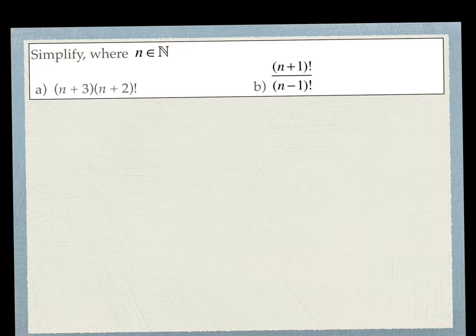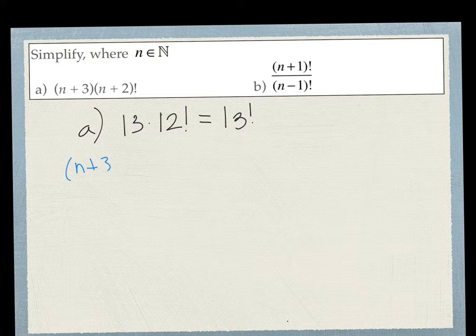Okay, so when I'm trying to simplify something like a here, okay, a is just like that example I showed you on the last page, but it's with variables. So remember on the last page I told you that, this is just an example to kind of try to make it clearer, that 13 times 12 factorial is 13 factorial. So knowing that, having that information, what could n plus 3 times n plus 2 factorial be simplified to?